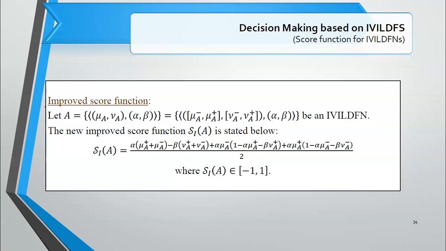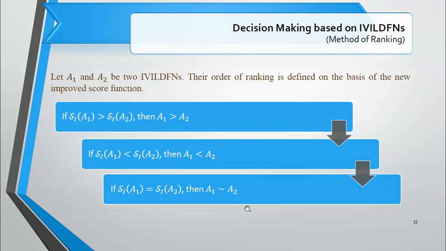Now, due to some limitations of this score and accuracy function, we introduce a new improved score function. We use this new improved score function for ranking the alternatives. So here are the steps. If the score of A1 is greater than the score of A2, then A1 is greater than A2. Similarly, if the score of A1 is less than the score of A2, then A1 is less than A2. And if the score of A1 equals the score of A2, then A1 equals A2.